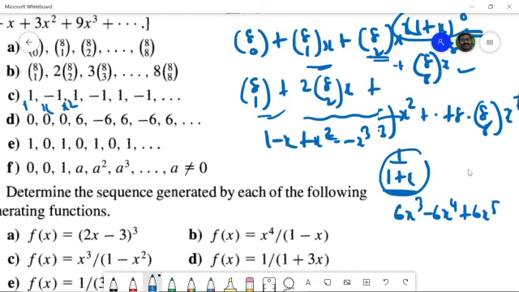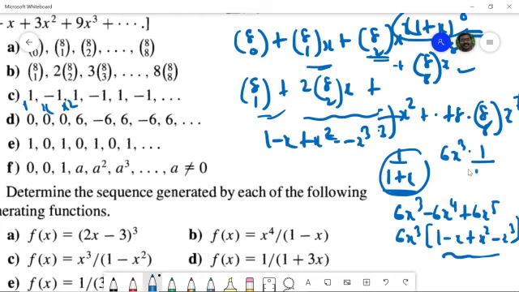So you can take this 6x cube outside. So it will be simply 1 minus x plus x square minus x cube, etc. So what is the closed form of this thing? This we have discussed already. It is nothing but 6x cube into 1 by 1 plus x. Okay, so that is the closed form of that series. Now look at the next one also.